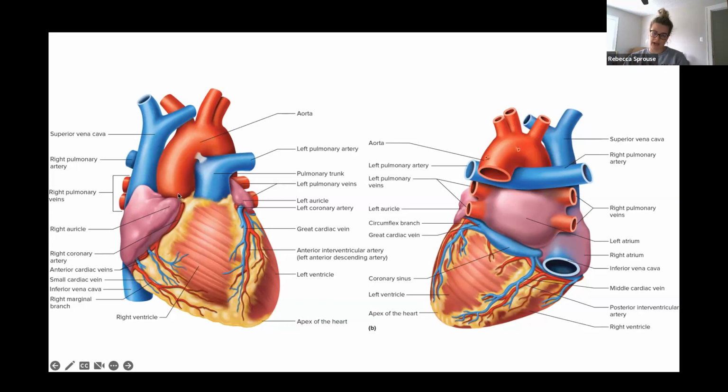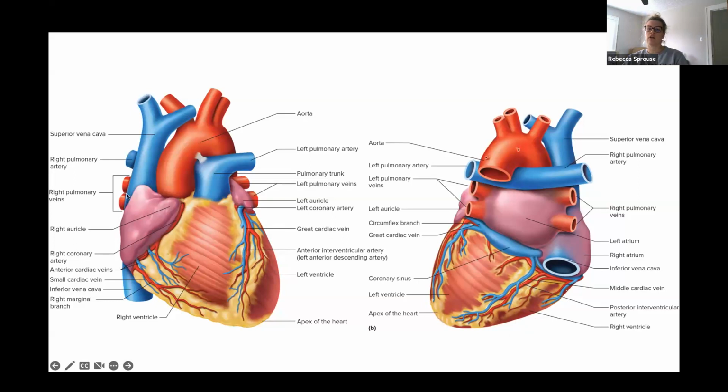So if we follow this right coronary, we come over here. The one I want you to know would be marginal. And if we keep following that around, so here your marginal would be about here. If we keep following that around, then we're going to have the posterior interventricular.